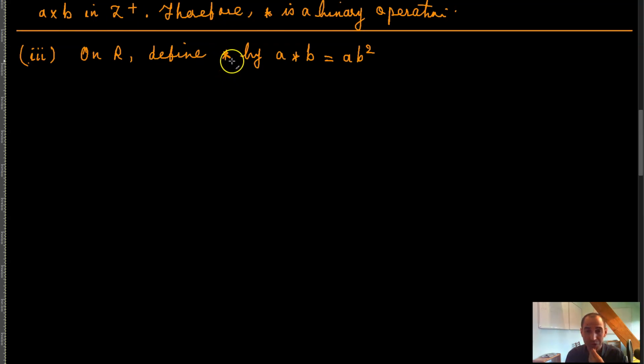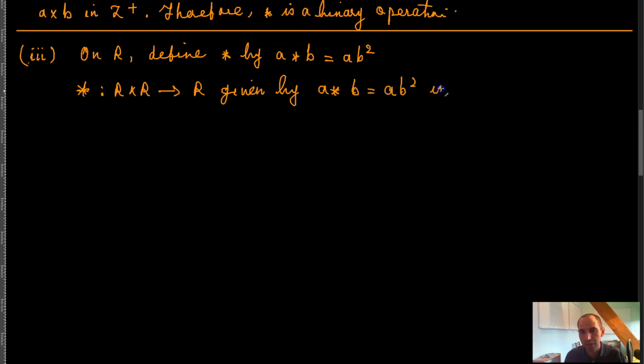Star here is also a binary operation because if you take any two numbers in the set of real numbers, if you basically raise B to the second power, you will get a real number. And then B squared would be a real number, multiplied by A, which is also a real number. Any two real numbers multiplied together would give you a real number. Therefore, AB squared or A star B also belongs to R, meaning that star from R times R to R given by A star B is equal to AB squared is a binary operation. Right? It's a binary operation.